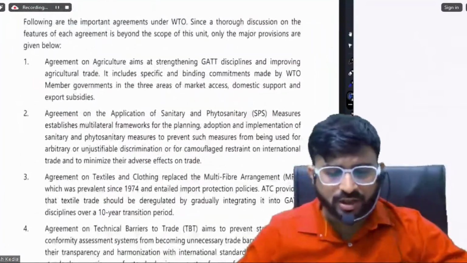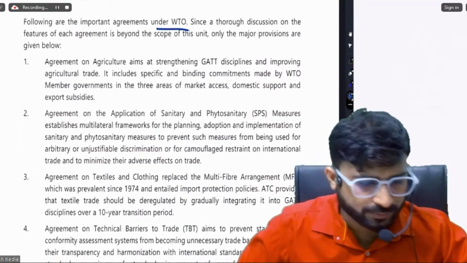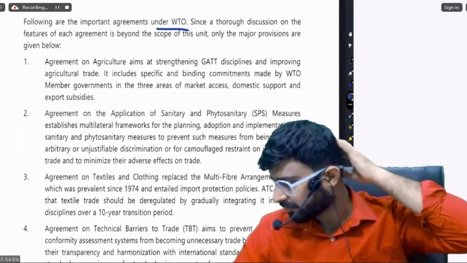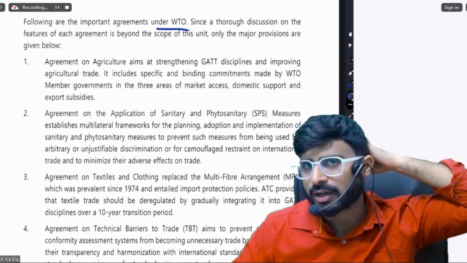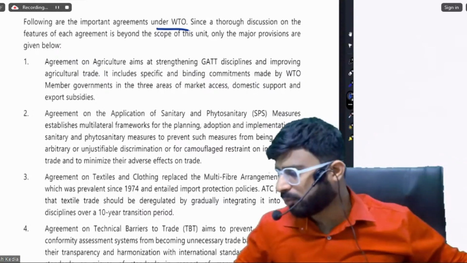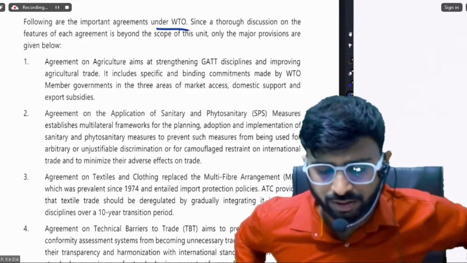Now we are going to study some famous agreements under WTO. Put the heading: Agreements under WTO, World Trade Organization.